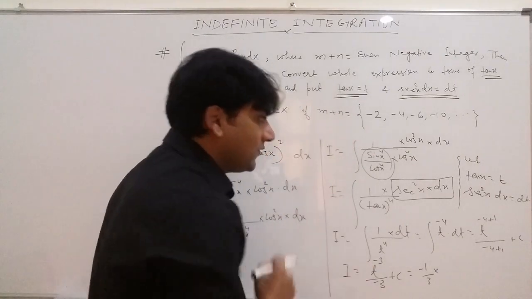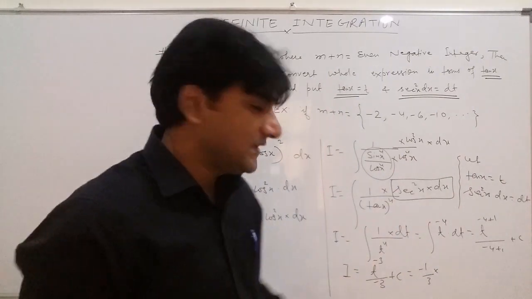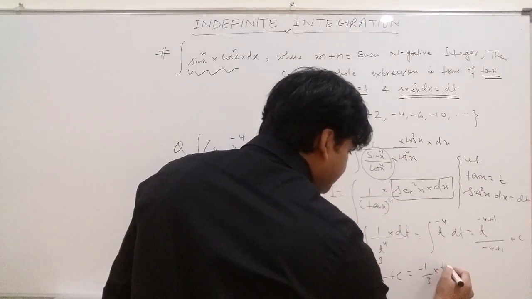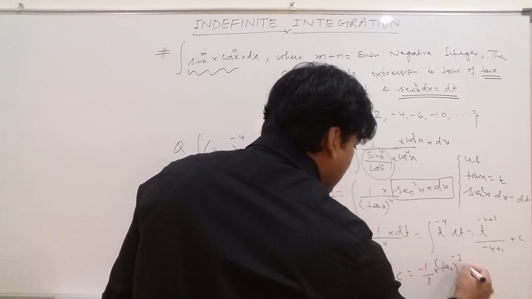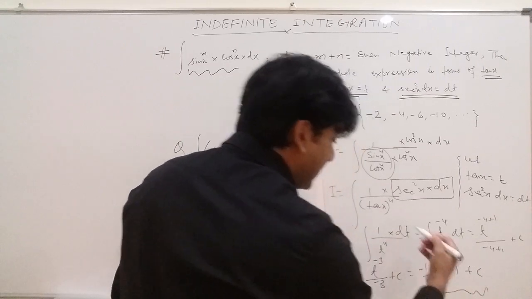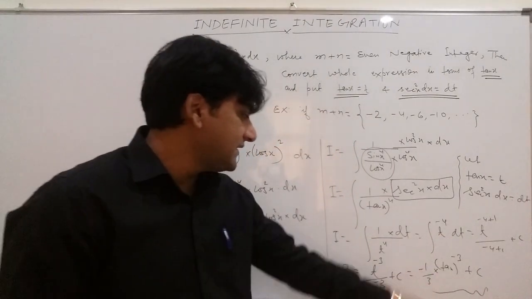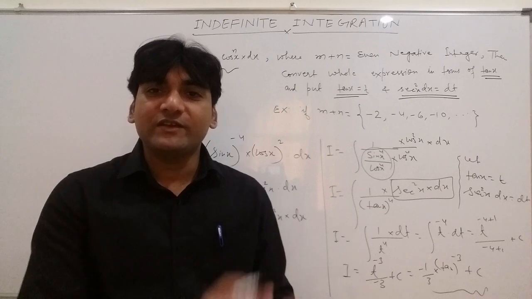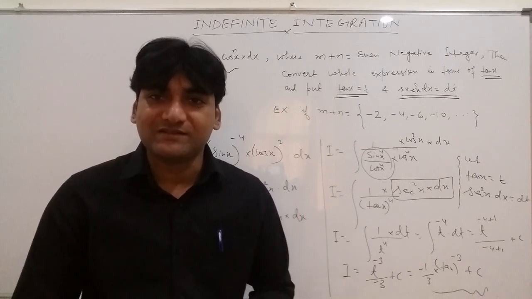So here we have to replace this e by tan x, and then I'll get tan x raised to minus 3 plus c. So this is my answer: minus 1 over 3 tan x raised to minus 3. So it was the first example. This is the simplest one.